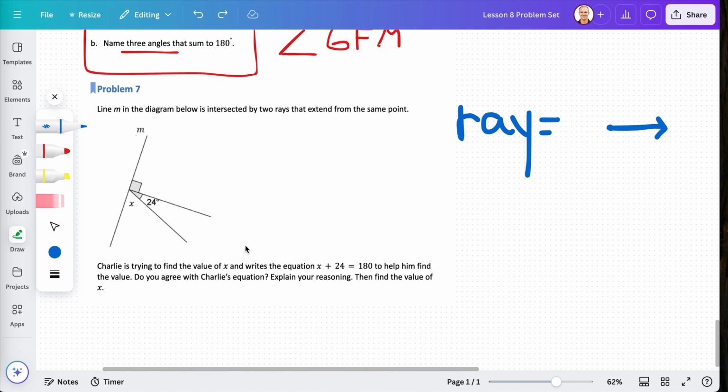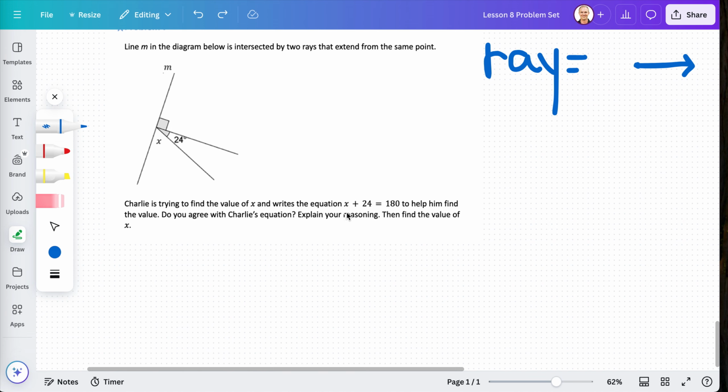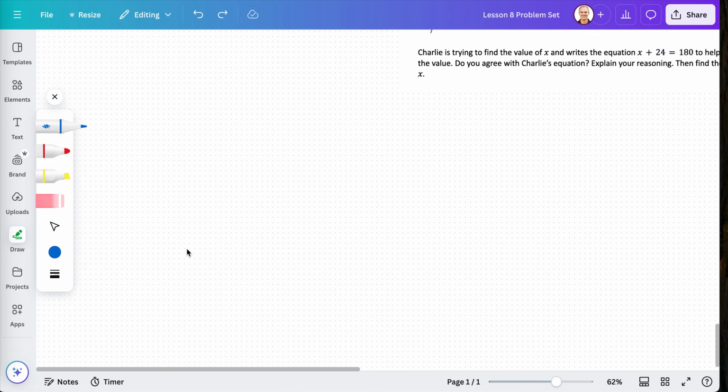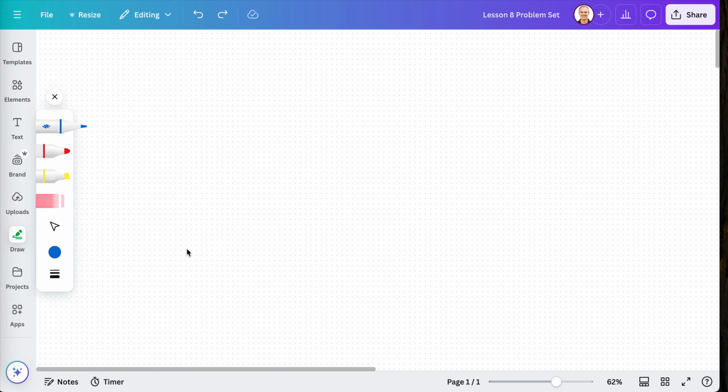Okay, Charlie is trying to find the value of x and writes the equation x plus 24 equals 180 to help him find the value. Do you agree? So this is going to be a yes or no, and then why. And then you need to find this value. Now remember, this is a 90-degree angle, so this also has to be a 90-degree angle. And that's the problem set for lesson number 1.